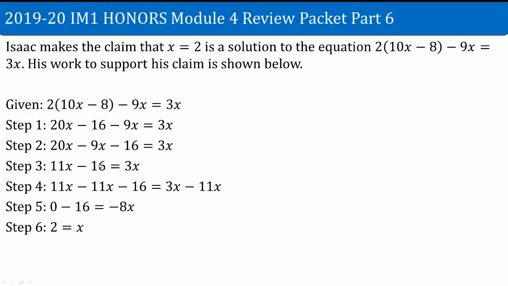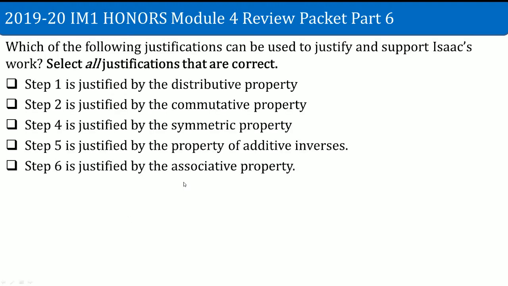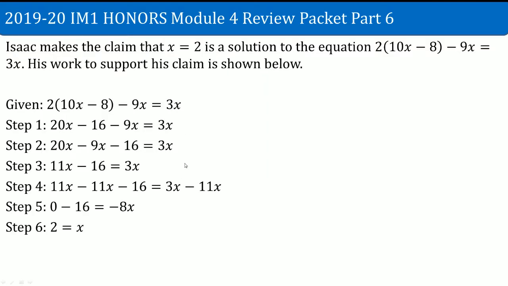All right, so Isaac makes a claim that x is equal to 2 is a solution to this equation. His work is right here. What I need to do is decide which of the following can be used to justify and support Isaac's work. Select all that are correct. So the first step is just your given. The next step, you see how the parentheses disappear because he basically distributed that 2 right here. Take a look, 2 is distributed. That's how he got this. That is the distributive property.